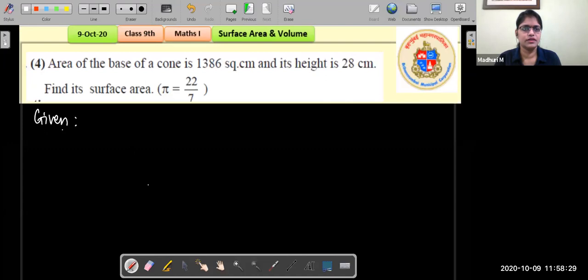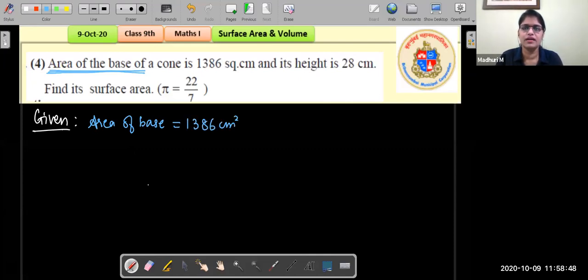So what is given? We are given the area of the base. Now, what do you mean by area of the base? The area of the base is a circular structure, right? So the area of base, that is the area of the circle, is 1386 centimeters squared. And we are also given the height, so height equals 28 centimeters, and we are asked to find the surface area.